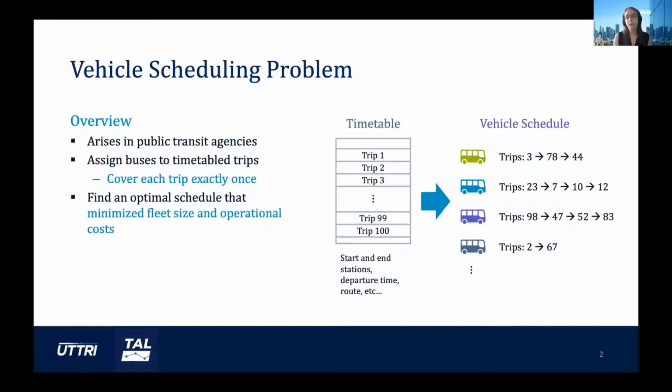But what the vehicle scheduling problem actually does is assign the buses to these timetable trips. The main idea is that each bus will have a sequence of trips that it has to execute. And the main objective here is to optimize the schedule, so we want to minimize the fleet and all the operational costs associated with this problem. So this is the most basic problem.